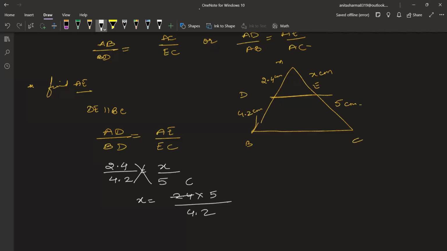So it will be 6 and it will be 7. So 30 by 7, or you can write around 4.2 something, right, children? Yes, ma'am. This will be the answer. Understood? So this is how you will solve questions based on this BPT.